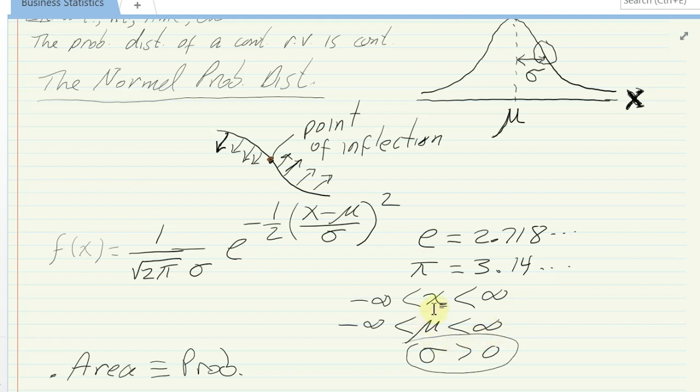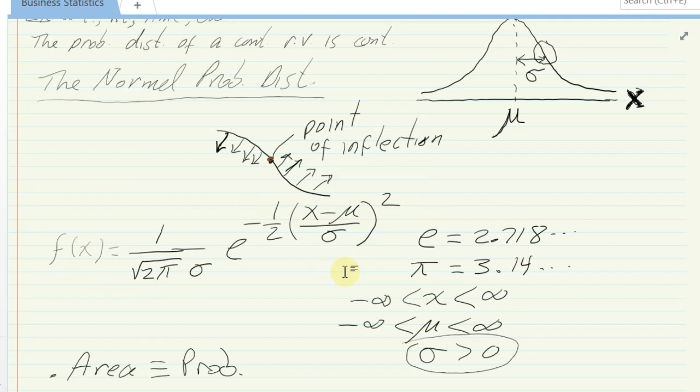X is the value of the random variable that theoretically can range from negative infinity to infinity, and mu is the mean, or the center, which ranges from negative infinity to infinity also. Sigma in the denominator here is the standard deviation, which we always take to be positive. Again, you don't need to worry about this function because we're not going to plug any numbers into it. This is just general information.